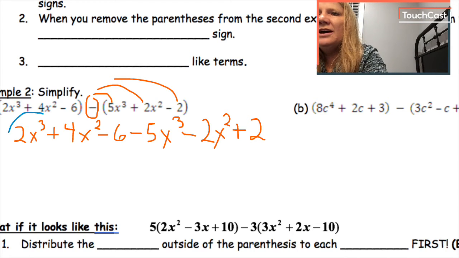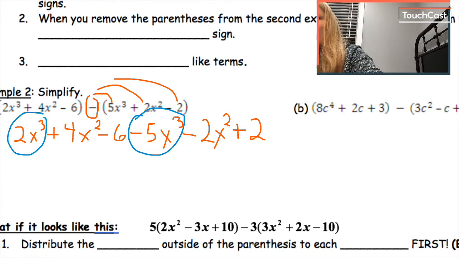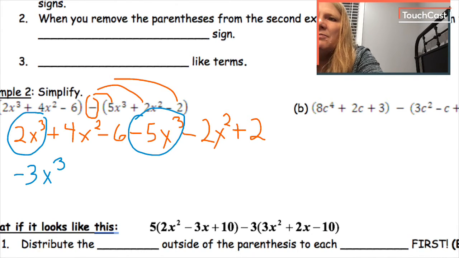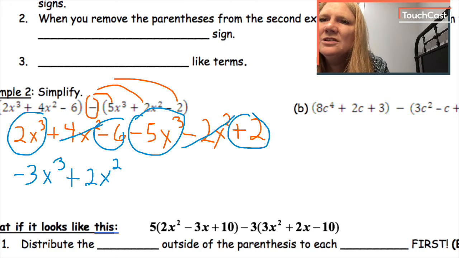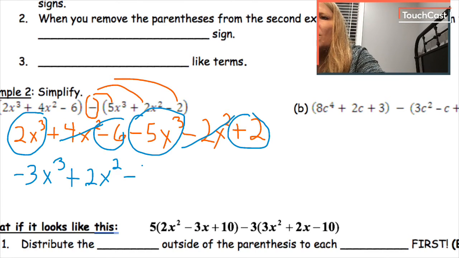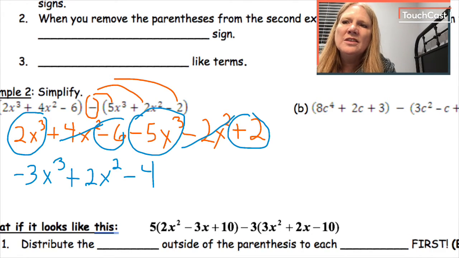So I have a positive 2x to the third power and a negative 5x to the third power. So it's 2 plus a negative 5, or negative 3x to the third power. Then I have a positive 4x squared and a negative 2x squared. So that's 4 minus 2. So I have a positive 2x squared. Then a negative 6 and a positive 2. So that is a negative 6 plus 2, and that is negative 4. Okay, you can always use your calculator to help with the coefficients, just not the x terms.